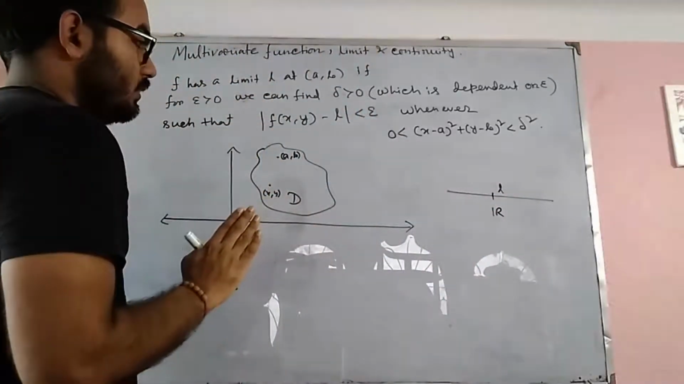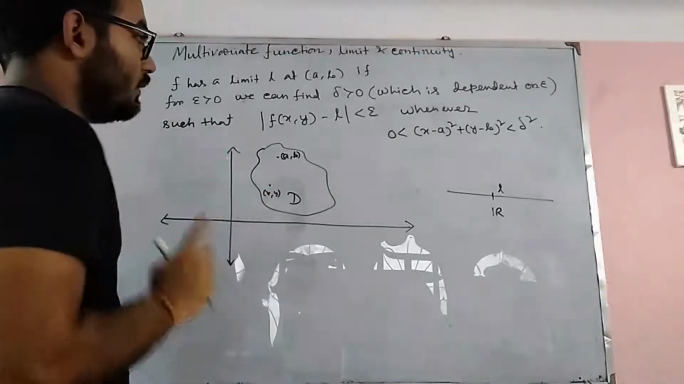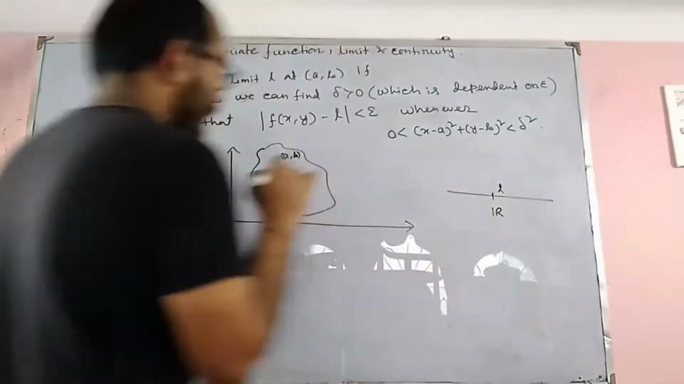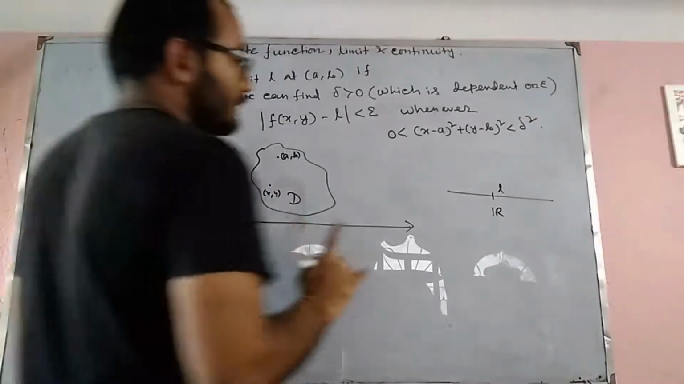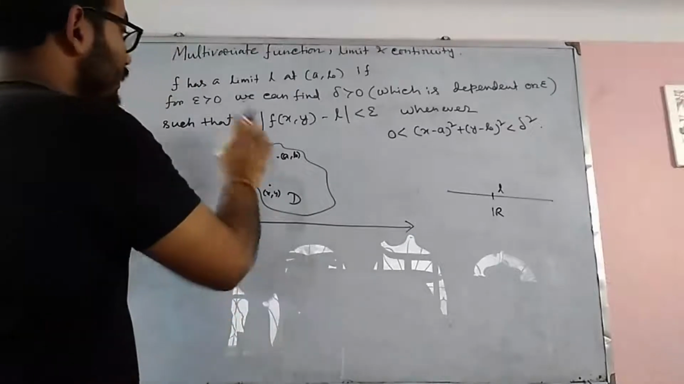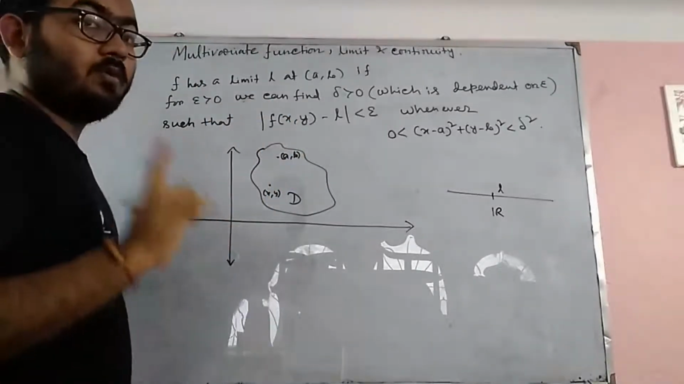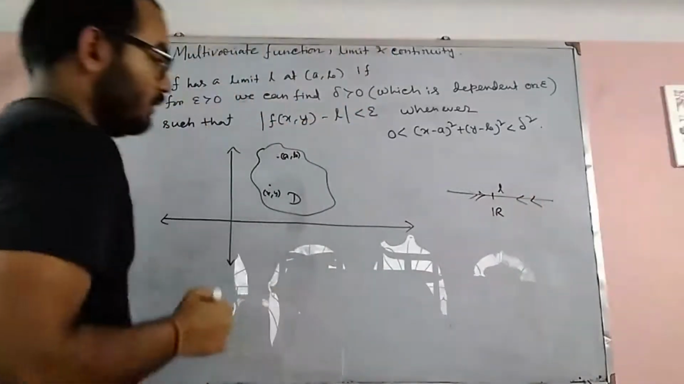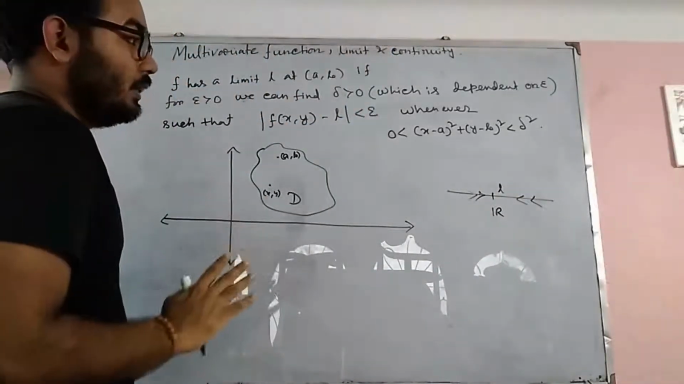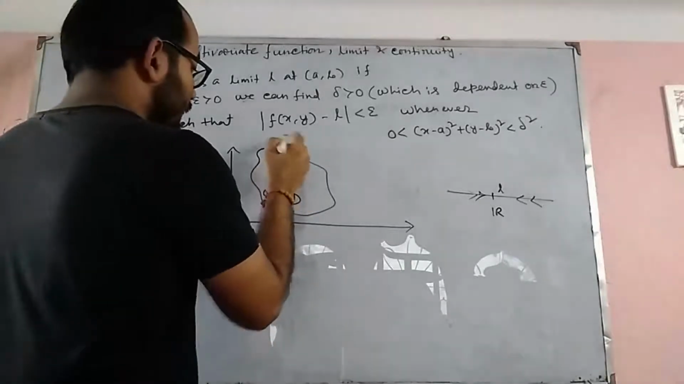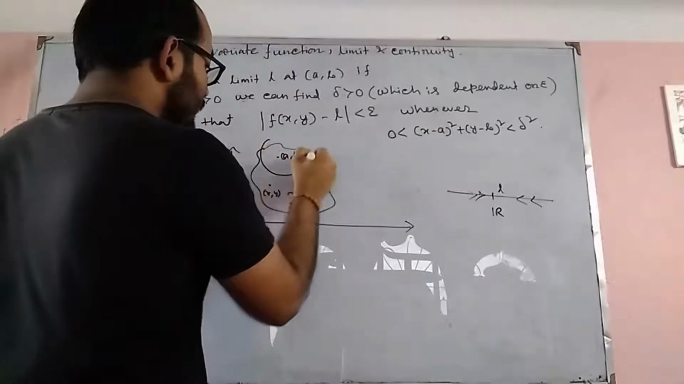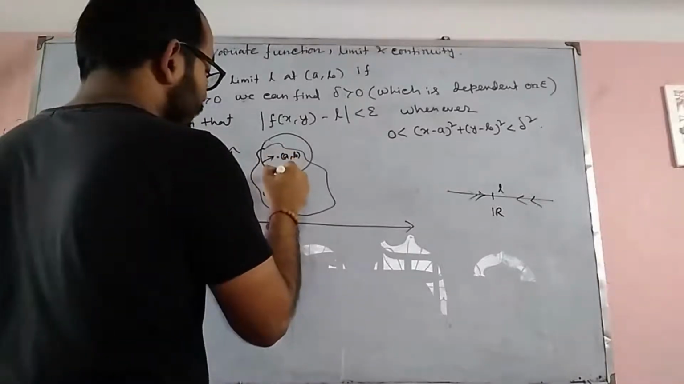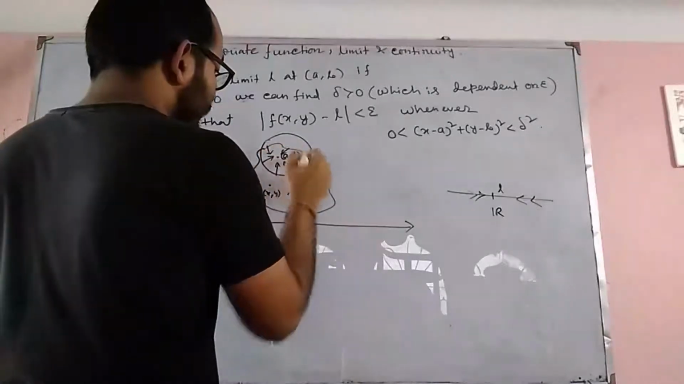We have to approach the point (a, b). Here the functional value is very close to L. The functional value of f is very close to L. So our function will approach L in this way, such that this is our disk, and we approach the point in this way.